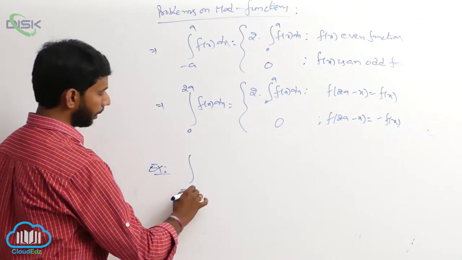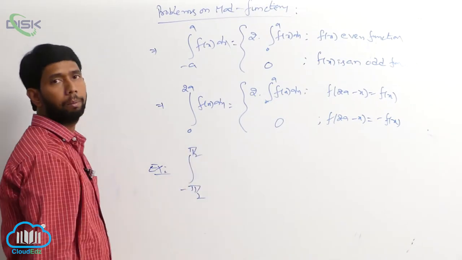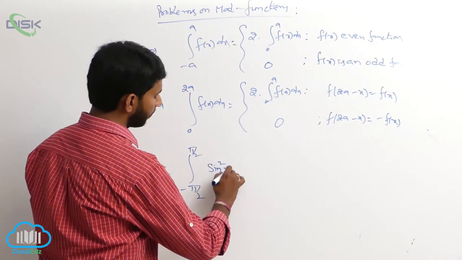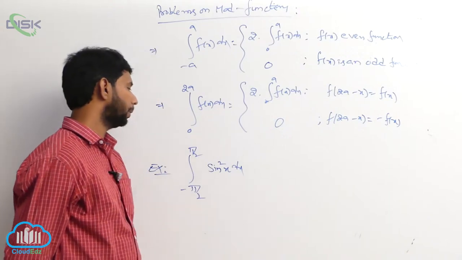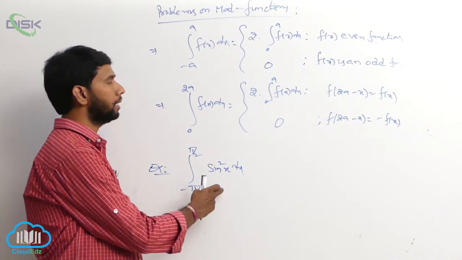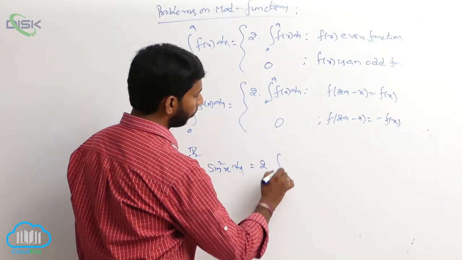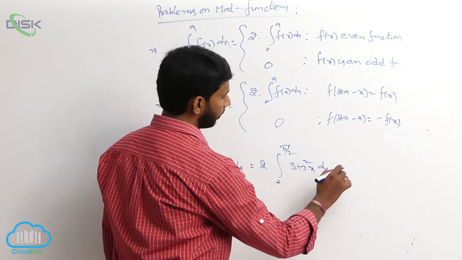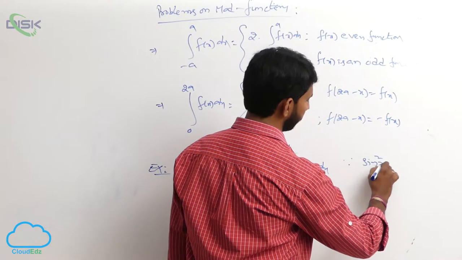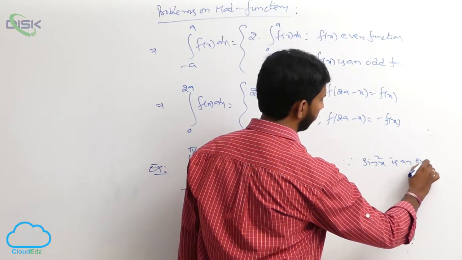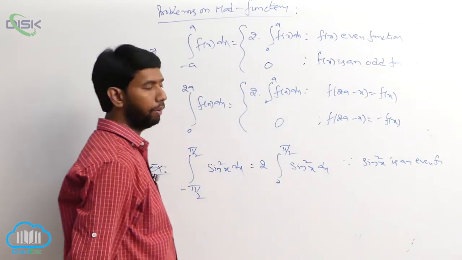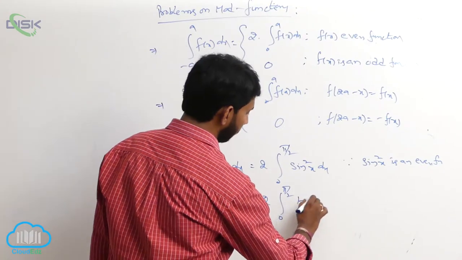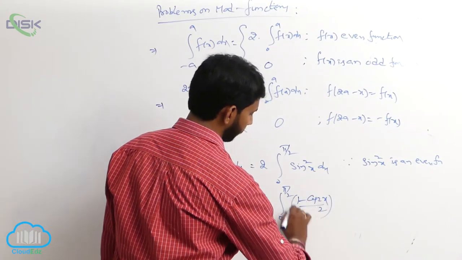Some examples: integral from minus pi by 2 to plus pi by 2 of sin square x dx. Here sin square x is an even function, so it can be written as 2 times integral from 0 to pi by 2 of sin square x dx. Sin square x can be written as (1 minus cos 2x) by 2 dx.